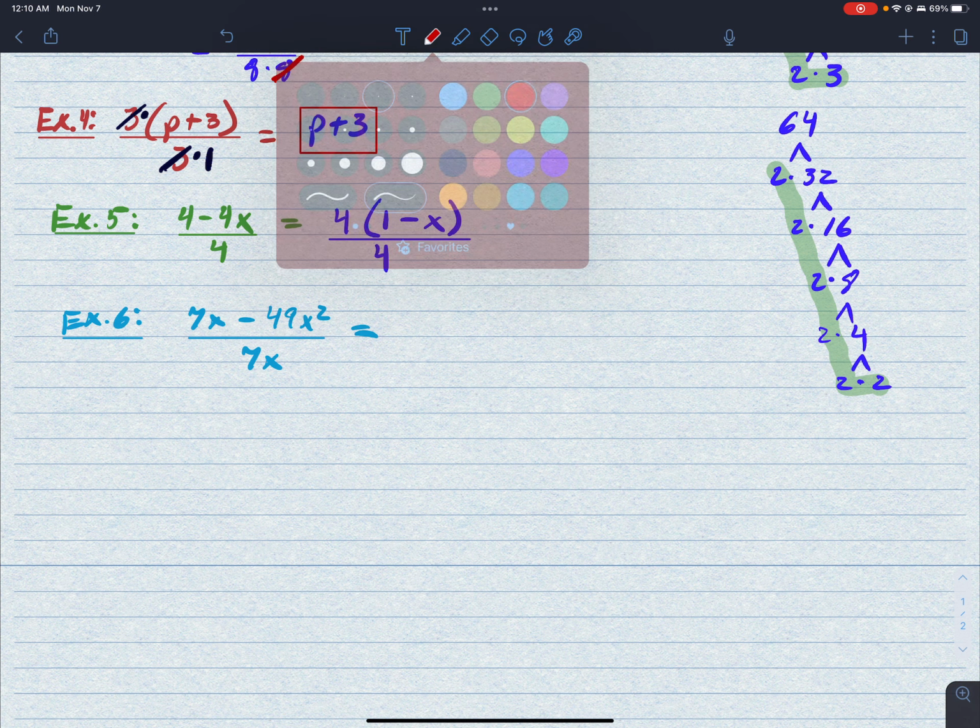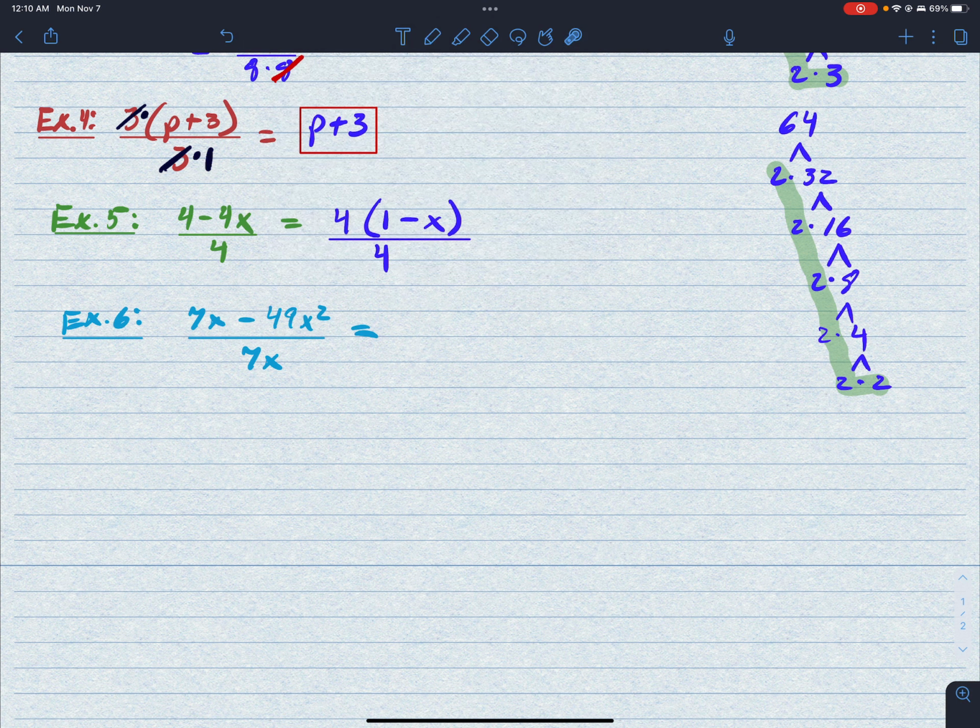Well, now that they are parts of multiplication, this is 4 times 1 minus x, and this is technically 4 times 1. Now that they're parts of multiplication, I can cross them off. So I'm left with 1 minus x. Final answer. All right? And we can do it again in the next example.